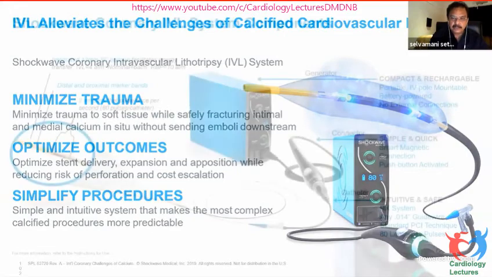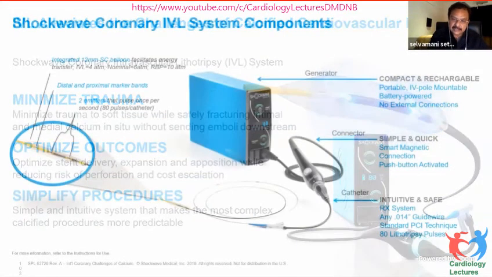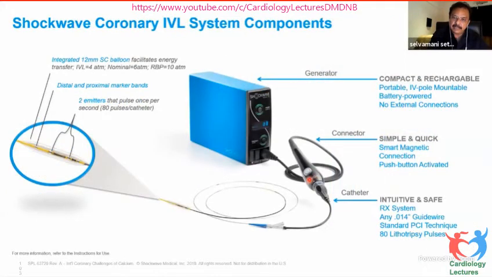And this is how that machine looks. This is what generates shocks, and this is connected here. This is the button where you press. For 1 second, it delivers 1 shock. Each balloon has a capacity to give 80 shocks. You can select where to give how many shocks depending on the distribution of the calcium.